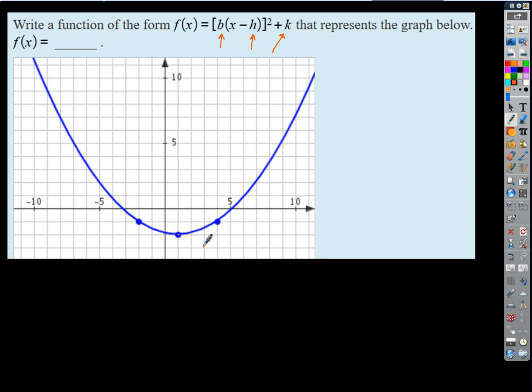So hk equals 1, negative 2. What about b? This is the part where I think it's good for us to review a little bit. What is b associated with? That's the parameter that has to do with what? Horizontal dilations. Okay, now let's think about horizontal dilations.